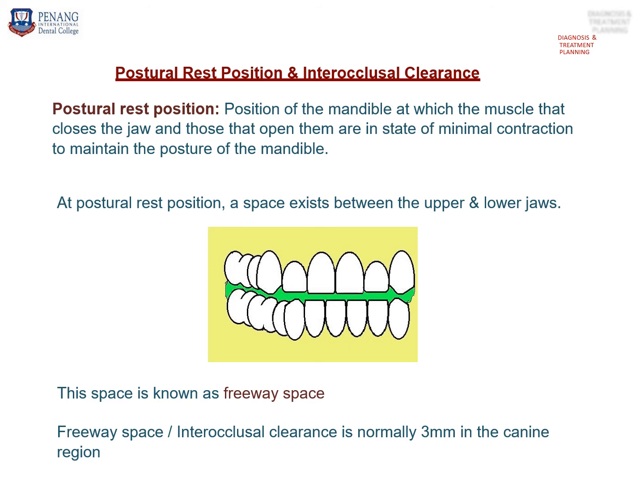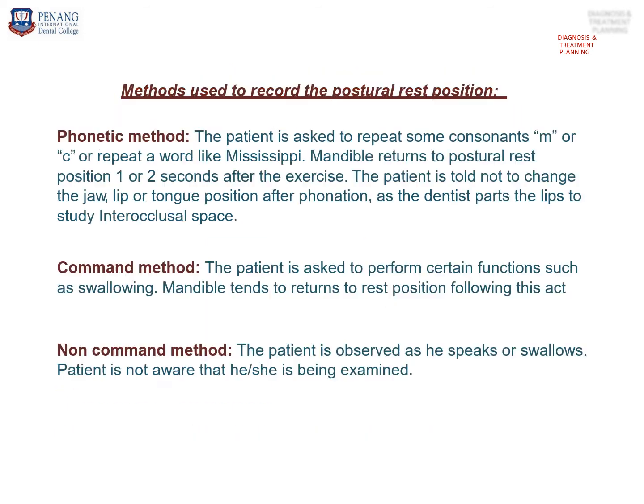Or you can tell the patient to bite and write down the measurement, then tell the patient to swallow and write the measurement, and then take the difference between the two. Don't worry, we will be doing it in our demo, so you will understand. Normally it's about 3 mm at the canine. As I said, postural disposition can be done with the phonetic method, and the command and non-command methods.